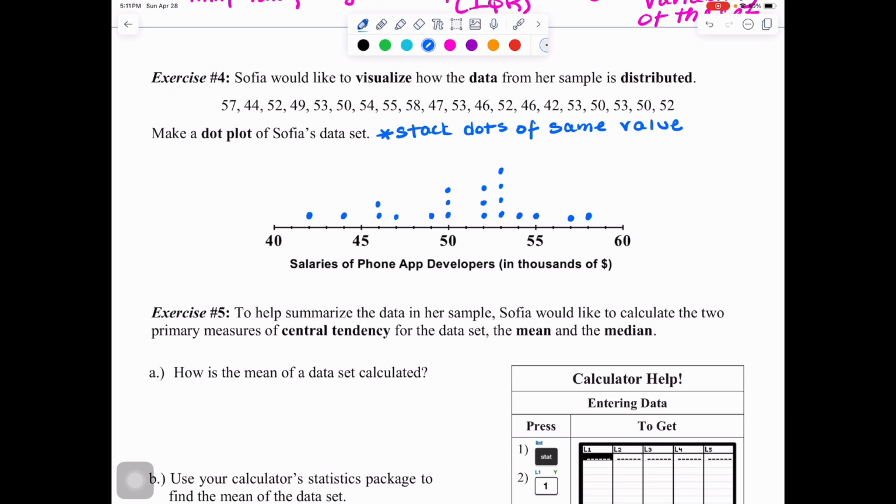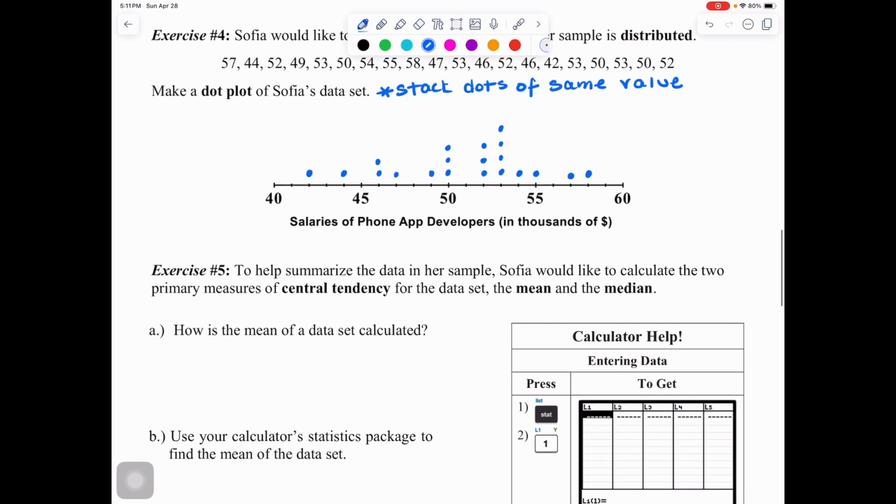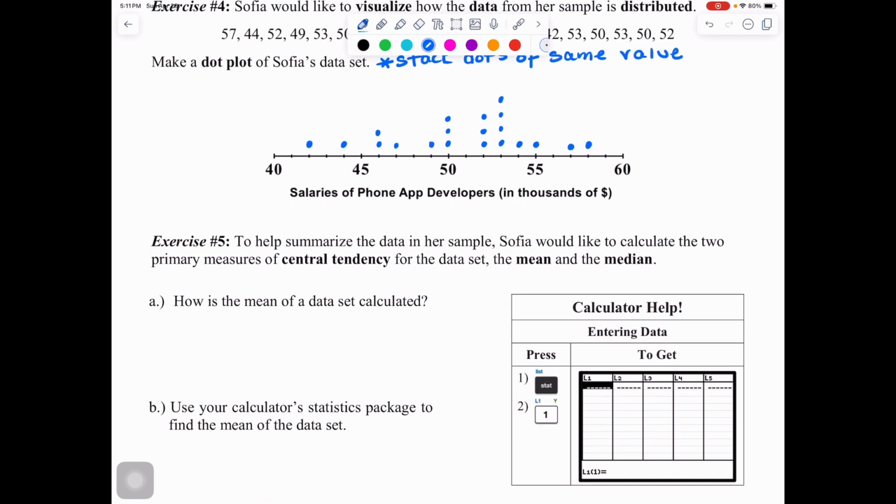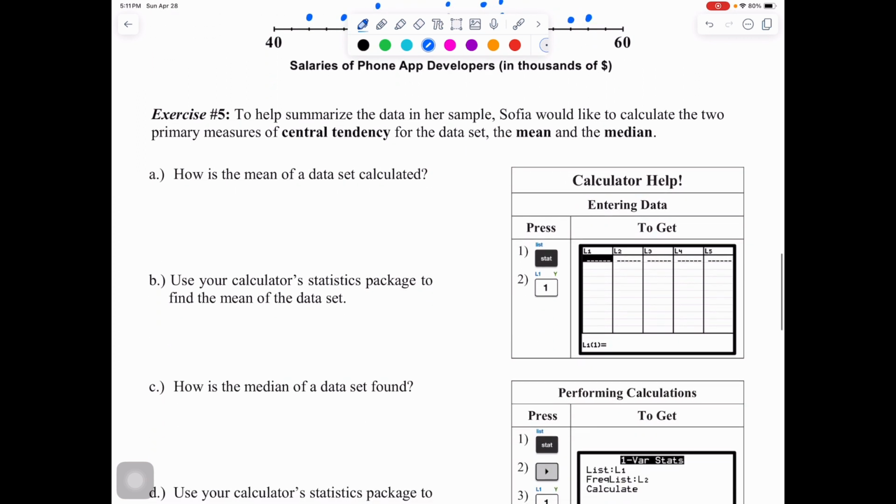So now that we actually can visualize what's going on, it's easier to see where most of the scores are falling. So yes, we can see it better now, but there's actually some data that we can take and collect based off our 20 pieces of data here that will help us figure out what's going on. So we're going to summarize the data in her sample. And it says Sophia would like to calculate the two primary measures of central tendency for the data set, which is the mean and the median.